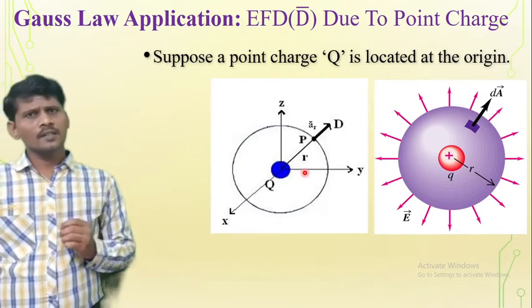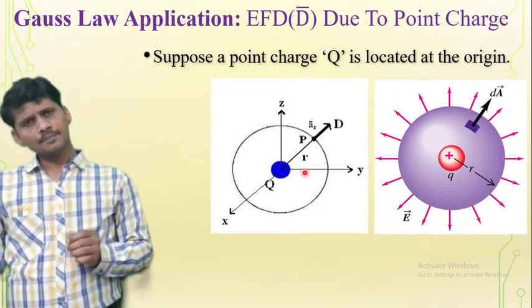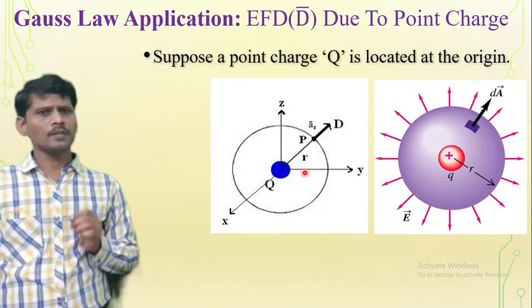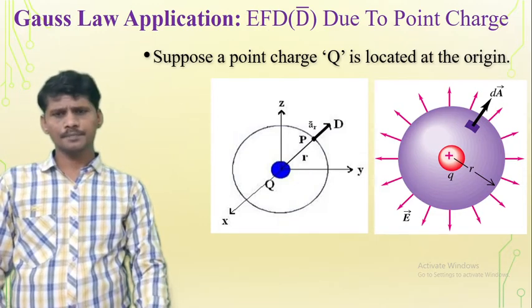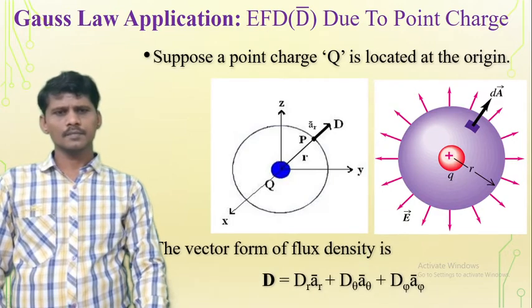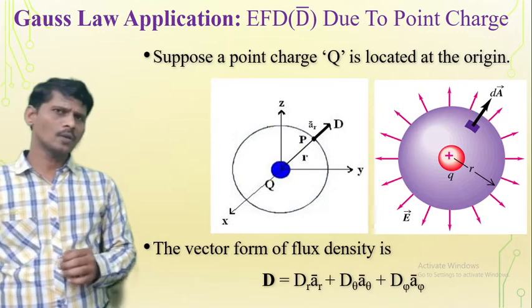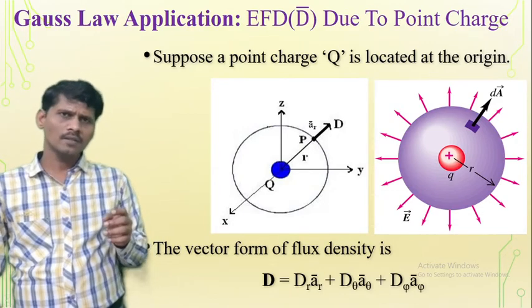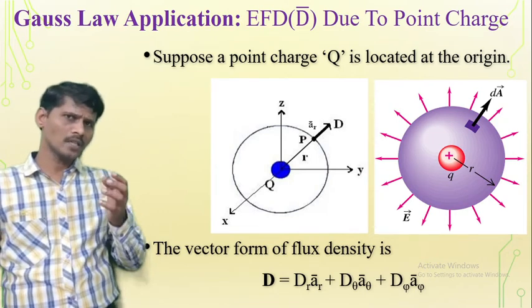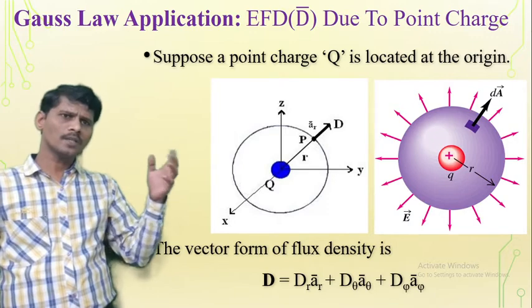And consider differential vector surface area ds at point P. At that point P, the differential vector surface area is normal to the surface. So therefore, the vector form of the electric flux density is D bar. Now here, consider the Gaussian sphere. Gaussian surface is considered as a sphere. So consider spherical coordinate system.